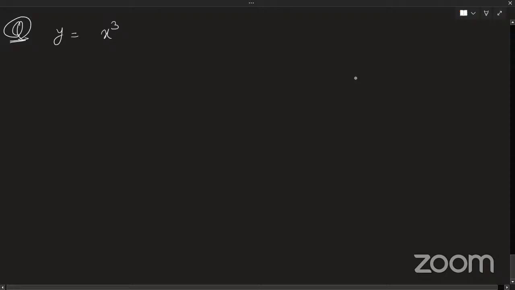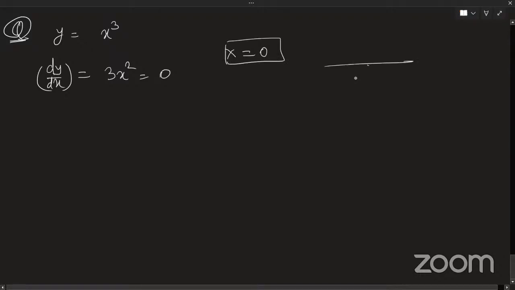Okay. Tell me the critical point for this. This is very easy, this should be done by now. First tell me dy by dx. 3x square. We have to equate it to 0, right? So what is the value of x? 0. Great. So I have this point 0 over here.